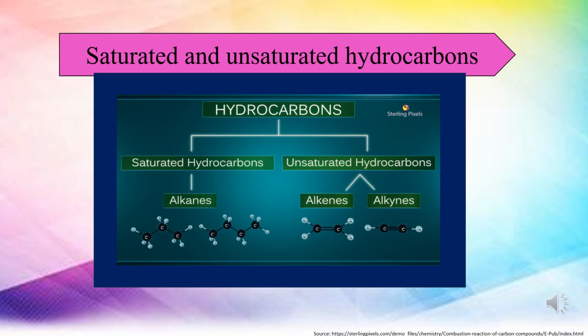Saturated and unsaturated hydrocarbons. So what are hydrocarbons, which we have to know first? A hydrocarbon is a chemical compound that consists only of hydrogen and carbon. It is made up of two elements, hydrogen and carbon. Since methane, ethane, ethyne, and so on are all made up of only two elements, hydrogen and carbon, these are all hydrocarbons.